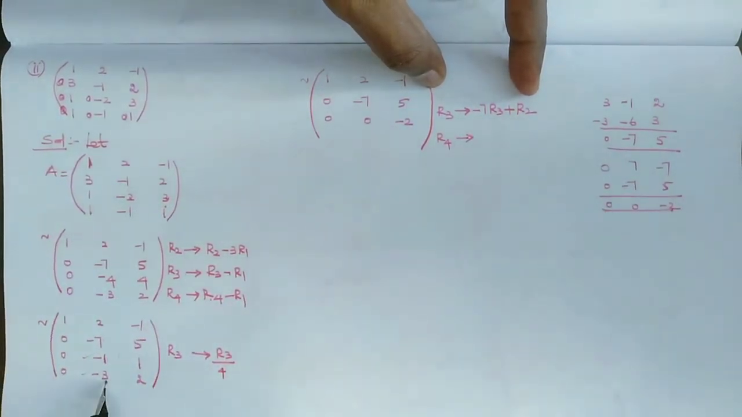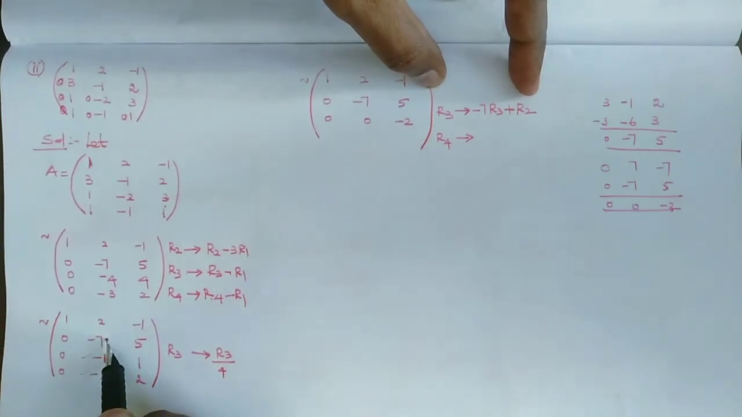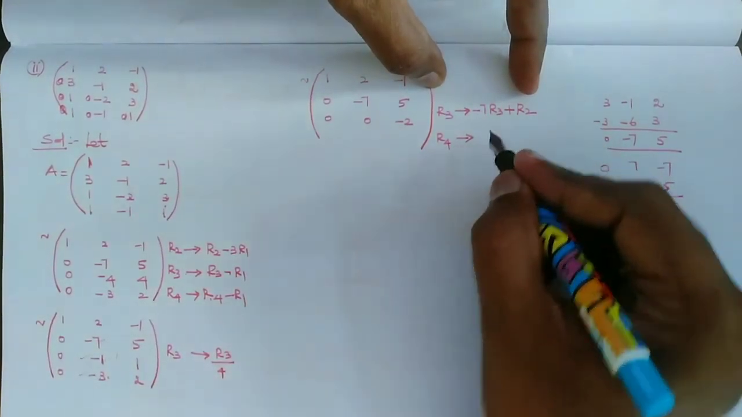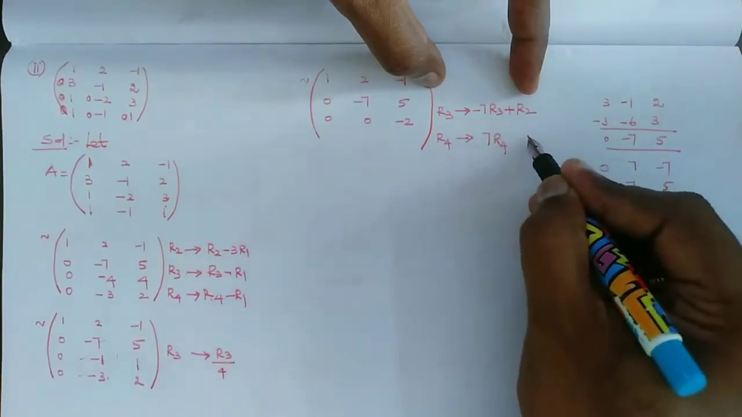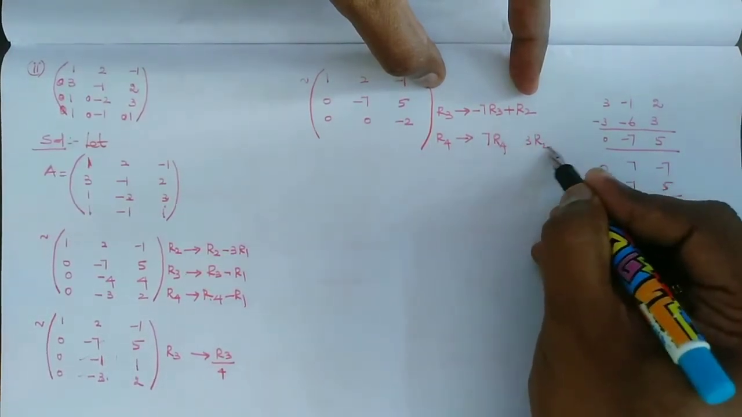R4, this is minus 3, this is minus 7. So no way. This one should be multiplied with 3, this one should be multiplied with 7. I need to interchange. Therefore, this should be 7 R4 and 3 R2.